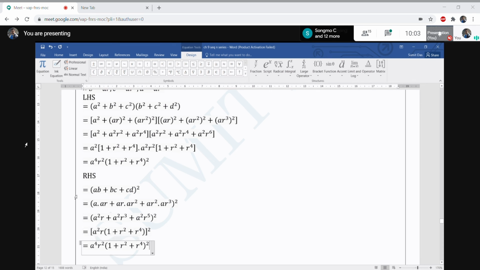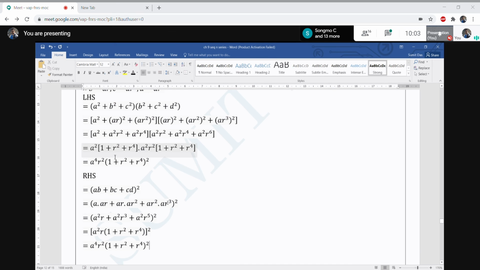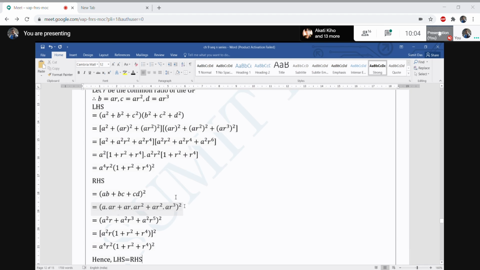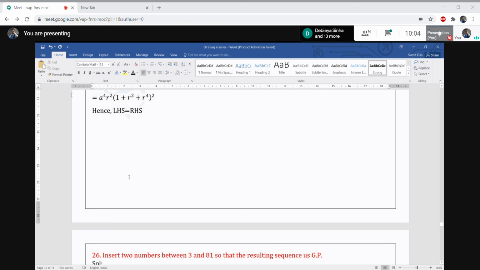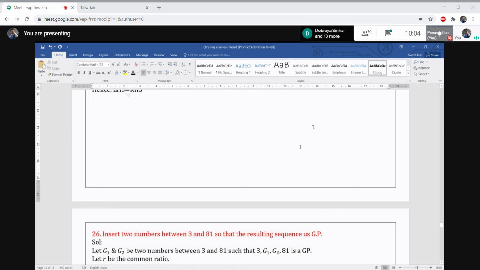So you can see left hand side and right hand side you are getting same. So hence LHS equal to RHS. Okay, this question also important. As I told, all these questions are important, but little less important.